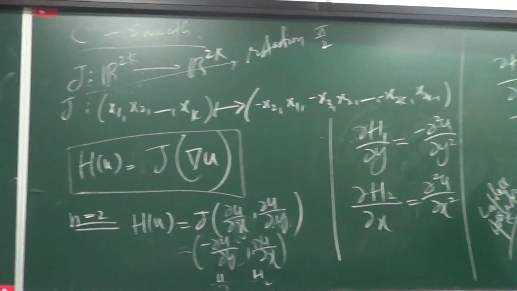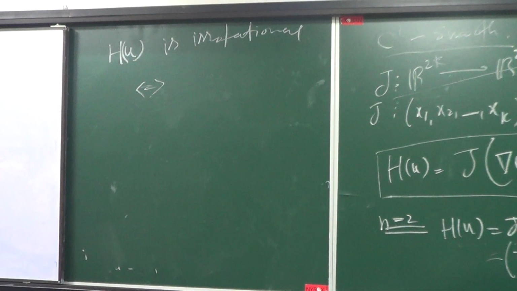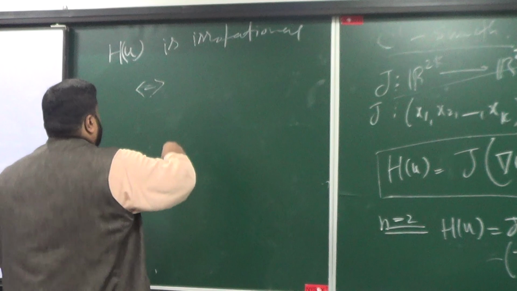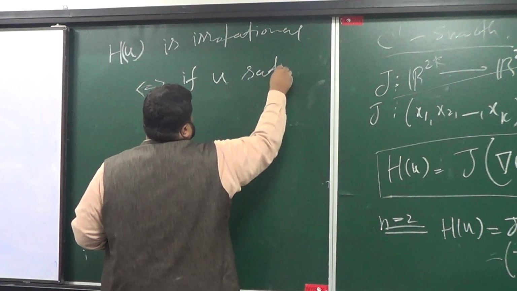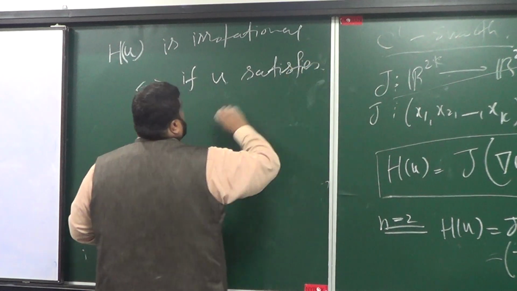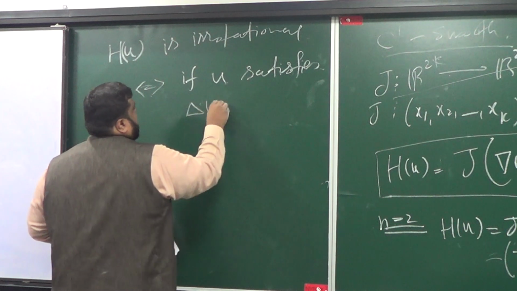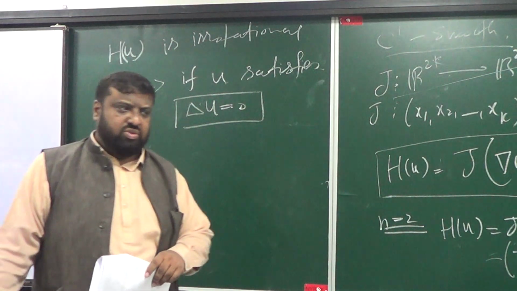So what you should do with the H of u? You're gonna say H of u is irrotational. Here's an interesting thing. H of u is irrotational if and only if... Can I say and think about it? Why this must be true? If u satisfies the Laplace equation, ठीक है? Laplace u equal to 0. Why this must be true?